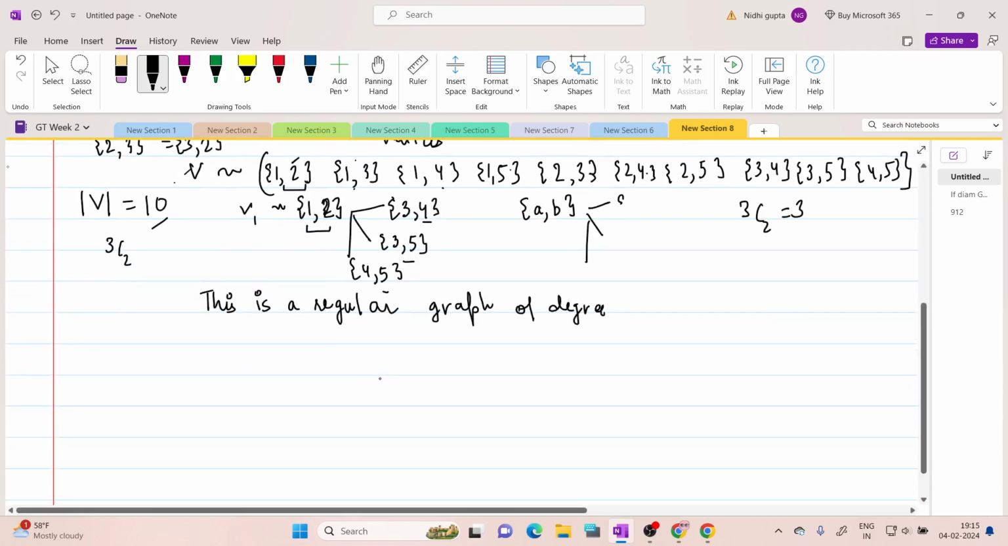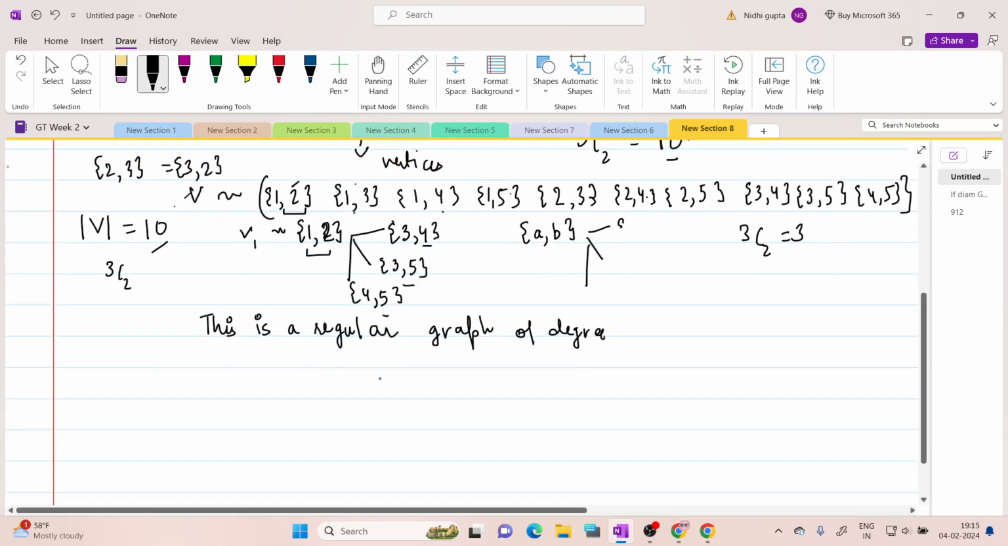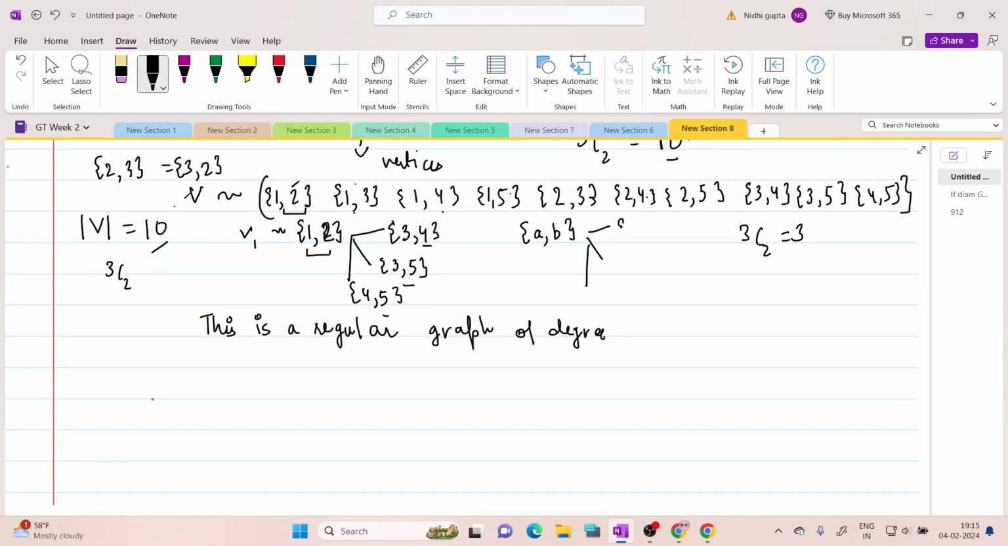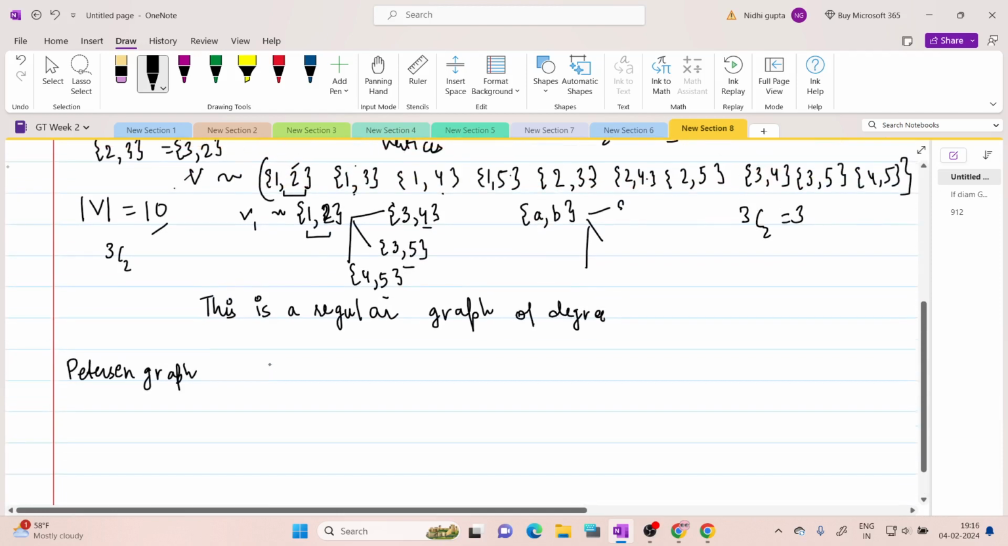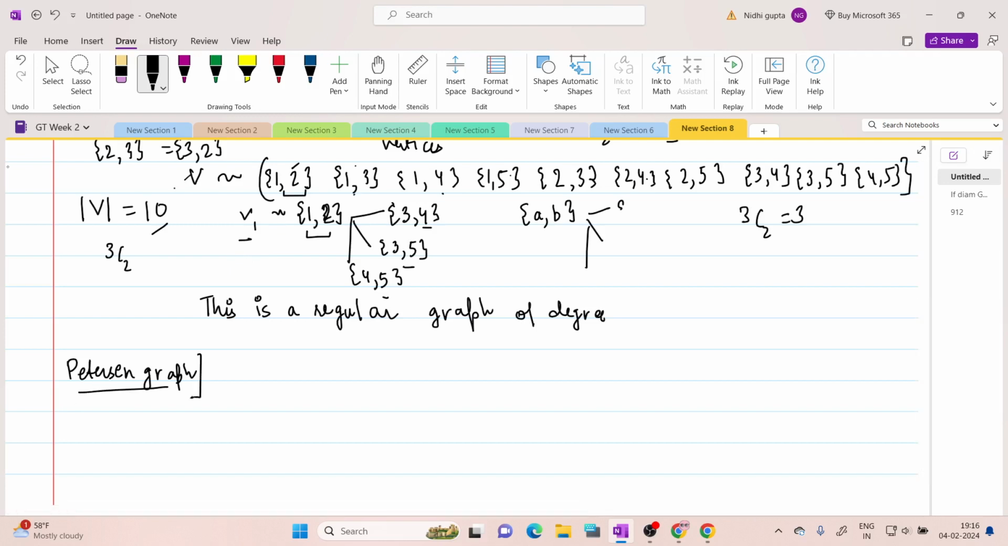Now do you understand? Yes. So we have the vertices, and we have the edges. If you try making this graph, you'll see that it comes out to be the Petersen graph. But even without drawing this graph, you can compute the diameter. So we have to compute the diameter of this graph.